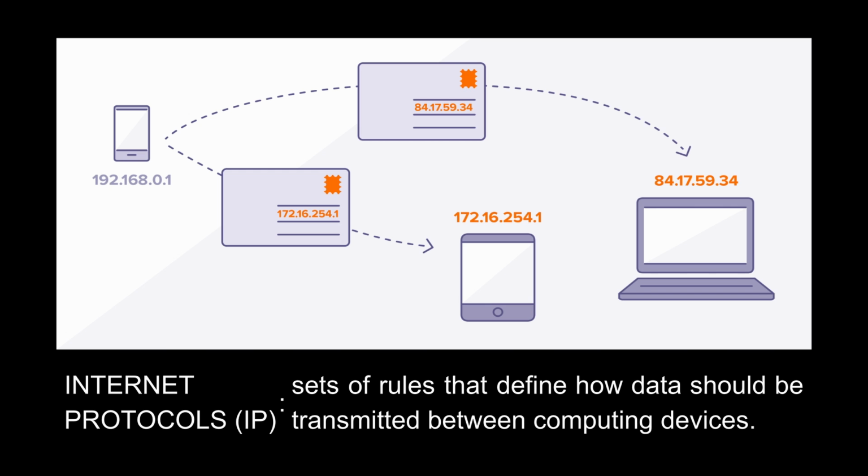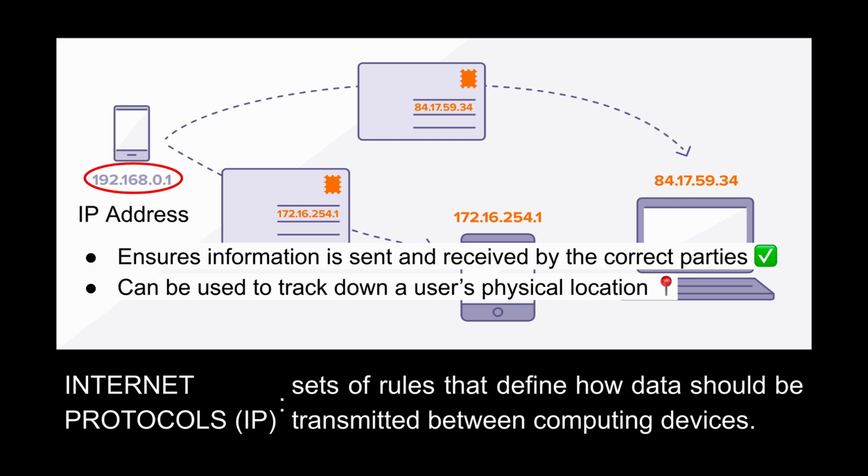Each computing device has a unique numerical IP address, such as 236.8.0.3. An IP address allows information to be sent and received by the correct parties, and can also be used to track down a user's physical location.